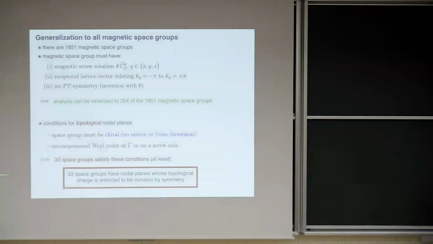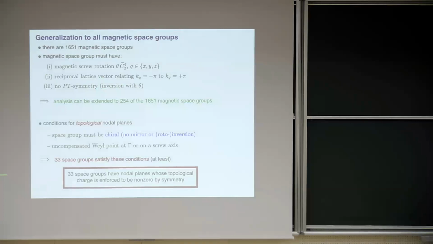Okay, so we can use this argument now and generalize it to general magnetic space groups. The basic ingredients we must have are magnetic screw rotations. So the space group must have these magnetic screw rotations. We must have a reciprocal lattice vector which relates pi to minus pi. For example, in the primitive Brillouin zone, that's always the case. But if you have maybe a body-centered or a face-centered Brillouin zone, that can be absent in some cases. And finally, we must make sure that we don't have this PT symmetry, the inversion with time reversal, because this would lead to twofold degeneracy everywhere in the Brillouin zone.